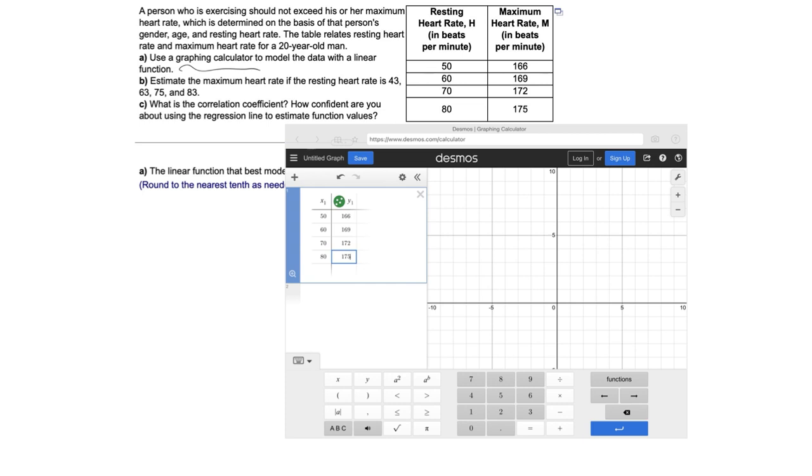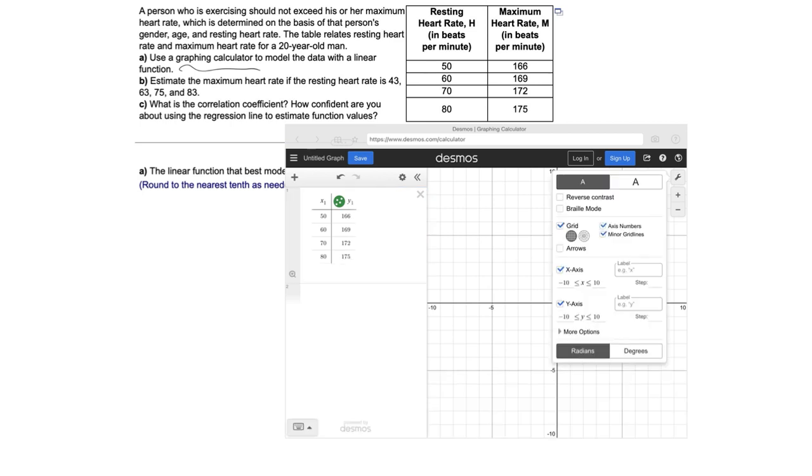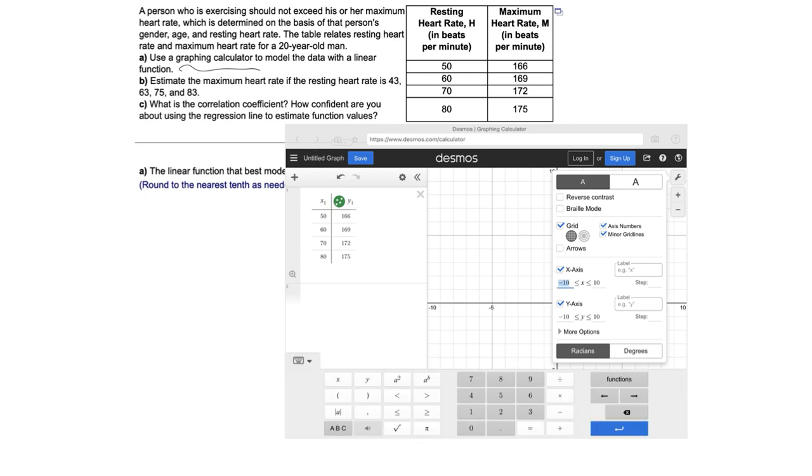Now I can't see my points, so an easy way to see where those points are is you hit that tool button up there, and then in here you can type your x-axis. My x's go from 50 to 80. I usually try and put a little bit before and a little bit after that. So I'll type 40 for the low, and the high will maybe go 90.